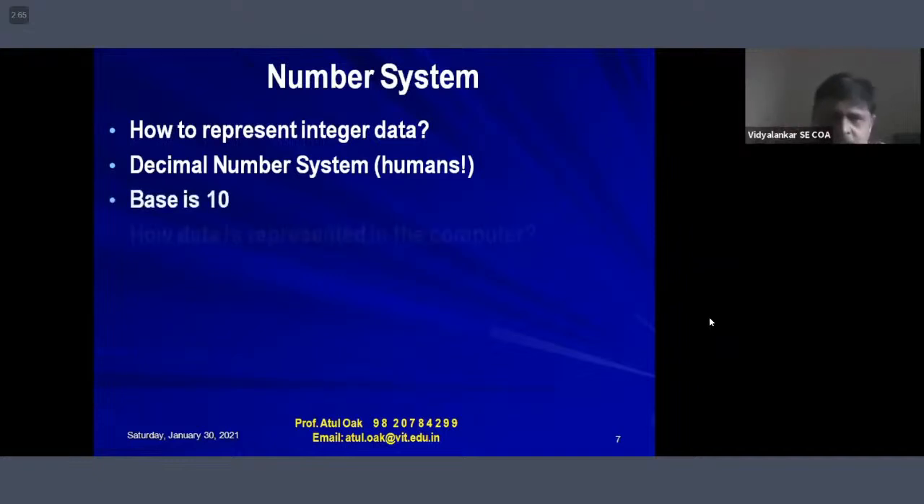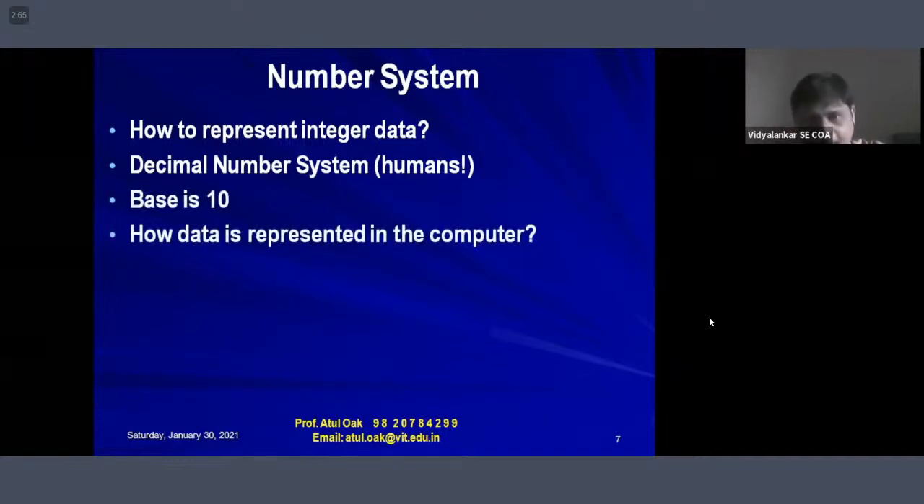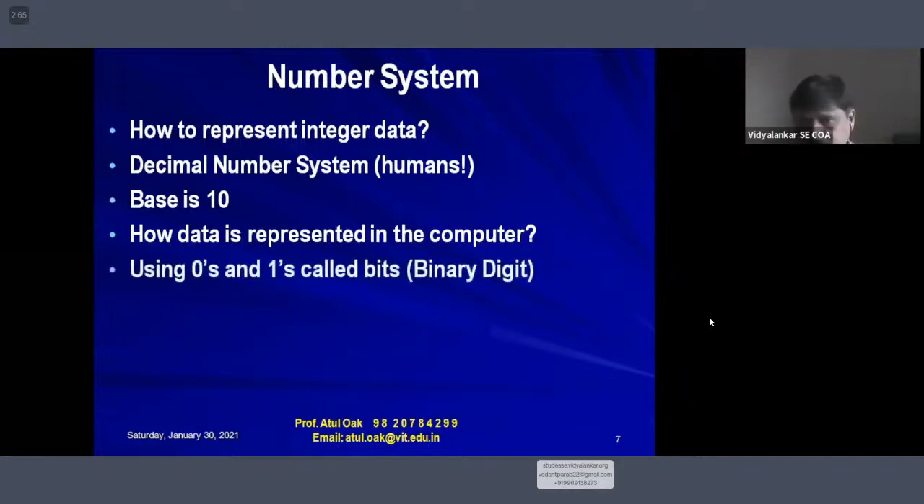But other than the decimal number system, we also have some other number systems. No doubt, for humans it's decimal, and I said the reason: 10 fingers. But the question is, how is our data represented in the computer? Listeners, I said the computer is a machine, so how do we present this data inside the machine? That's a good question. The answer is, we always represent data in a computer using zeros and ones called bits.